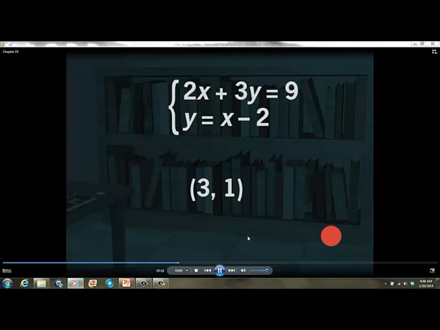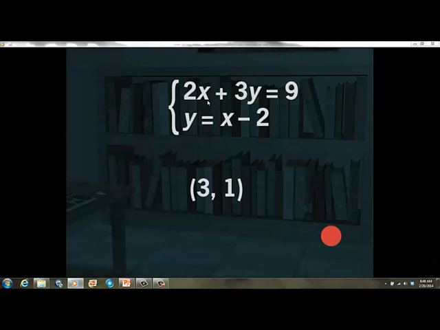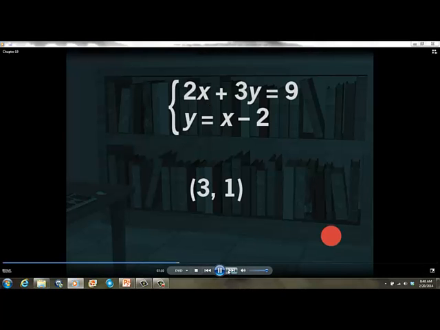Notice that in this example, once they solved to find x equals 3, they plugged 3 into the second equation to find y, but actually you can use either of the original equations. So they could have just as easily plugged in 3 into the first equation and solved for y. Either method is okay.